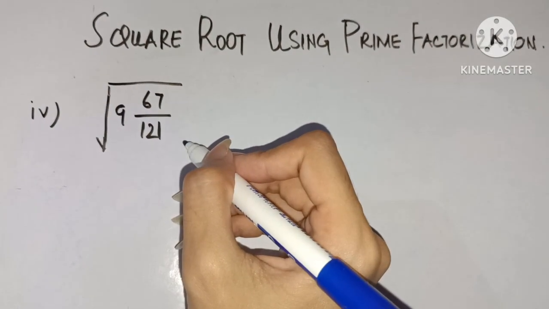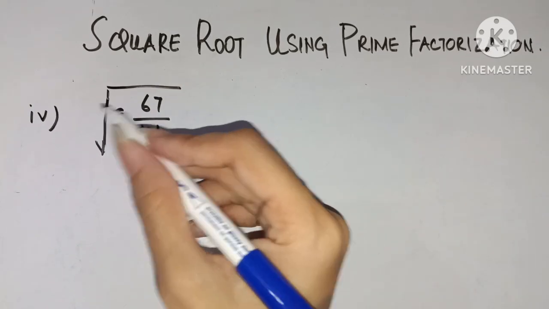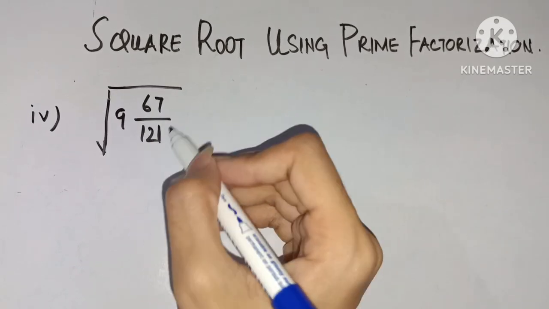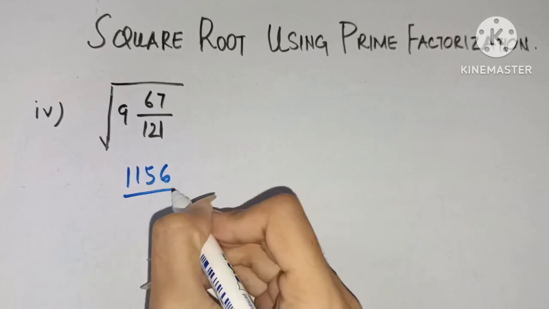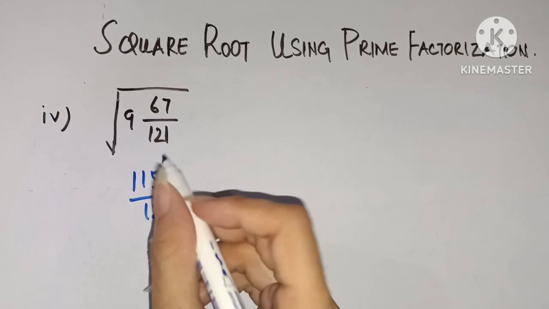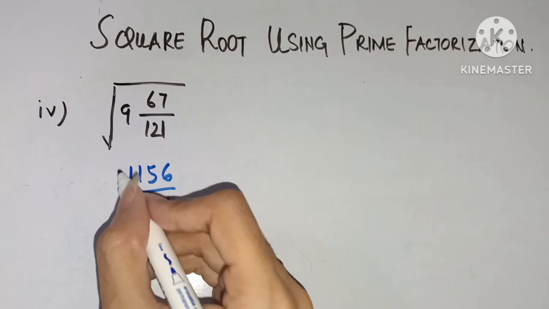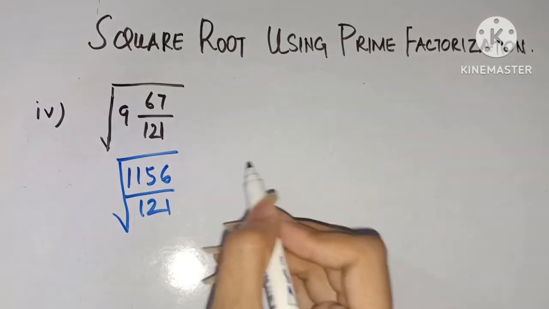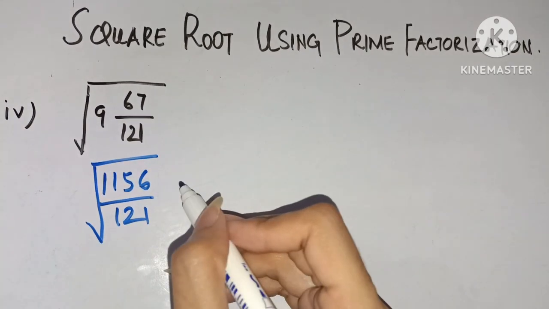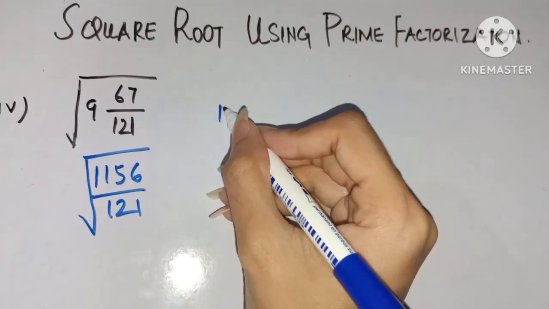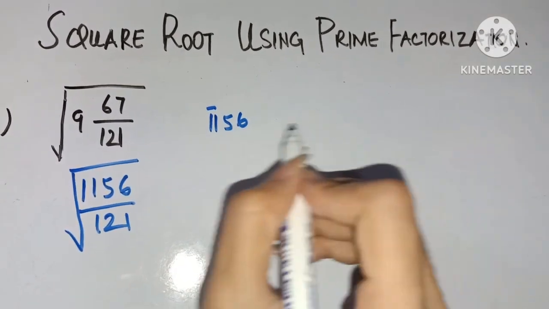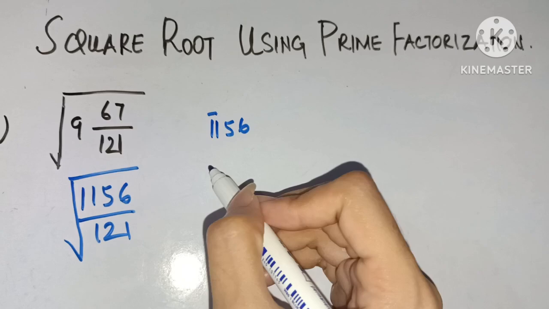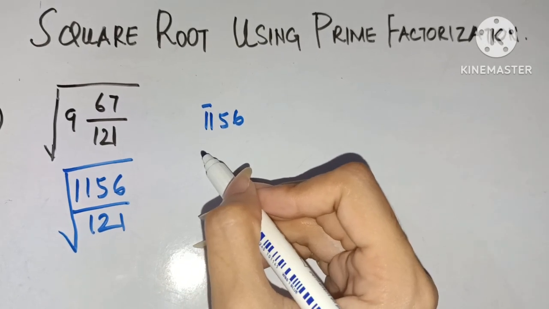Now we are having our fourth question. So square root 9 whole number 67 upon 121. It will come, means that when you solve this mixed fraction, it will come into this form. So now again it is coming 1156. So you can see this number and this is coming 11. So what is a perfect square that comes near 11?